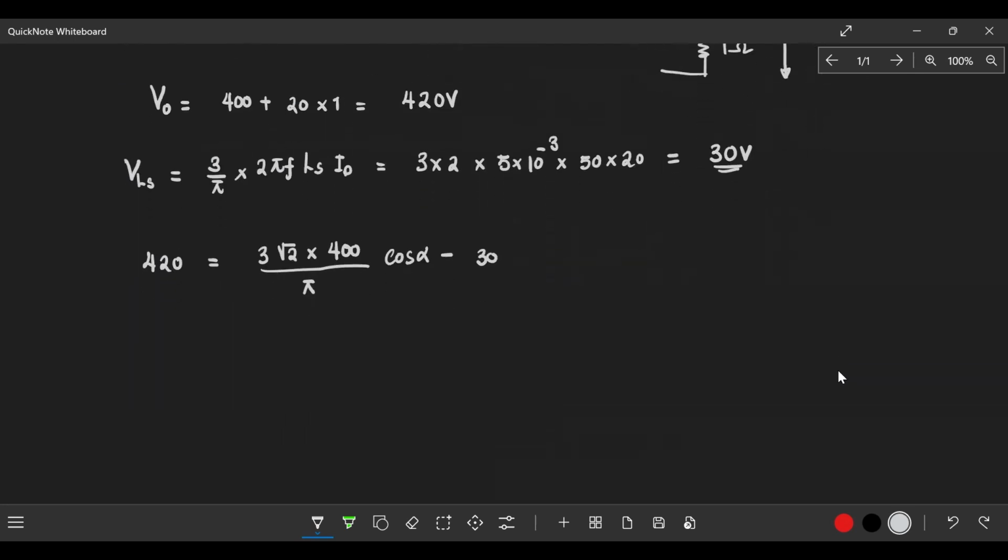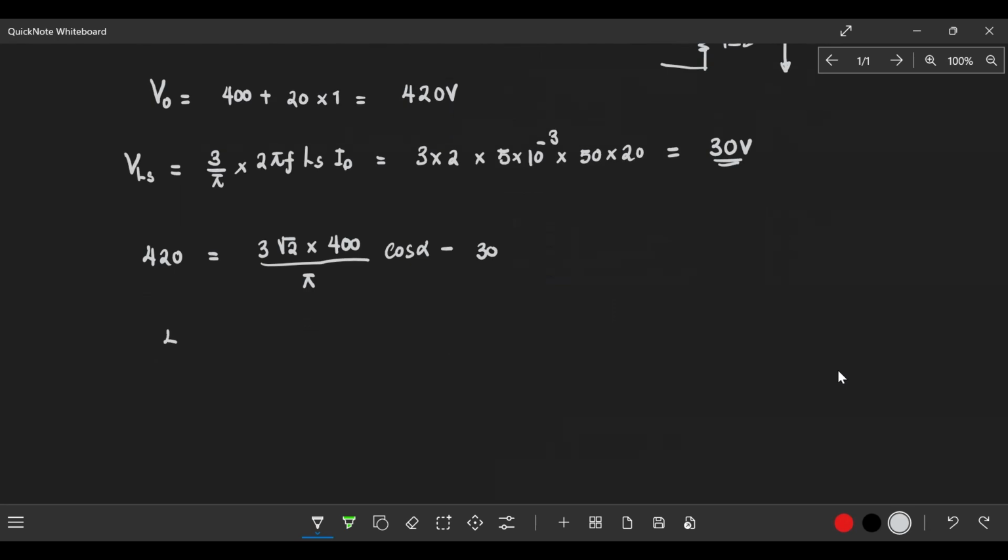So let us move this 30 to the other side of the equation. Obviously, we're going to have 450 here. This is equal to 3 times root 2 times 400 divided by pi, cosine alpha. Let us solve for alpha. So cosine alpha will be equal to 450 times pi, divided by these, if you do the cross multiplication, 3 times root 2 times 400.